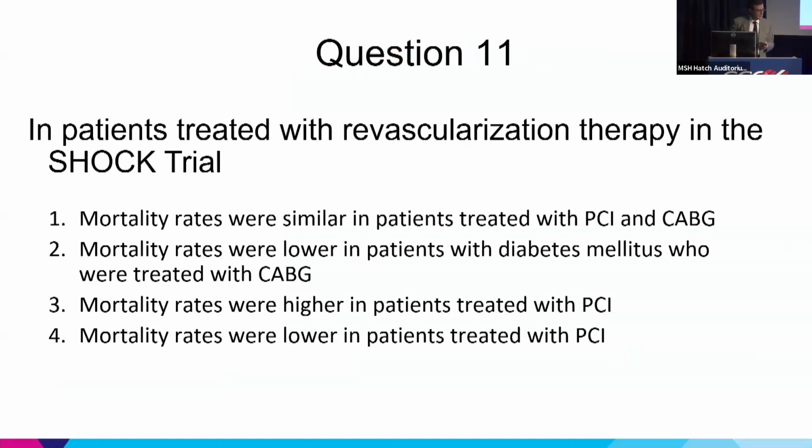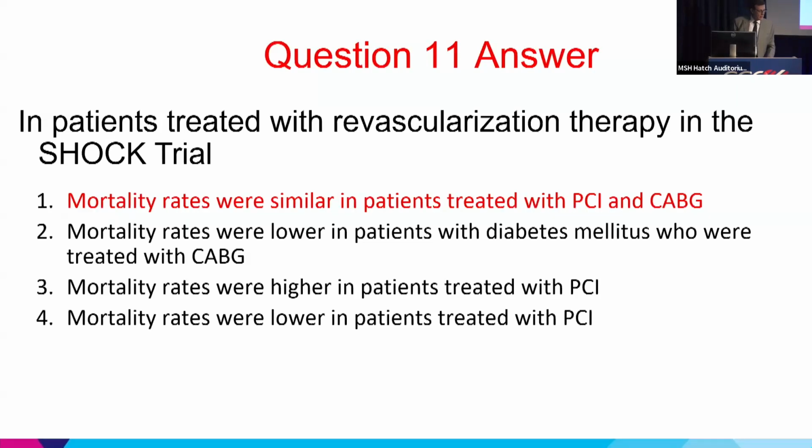All right, question 11. In patients treated with revascularization therapy now with shock, so they have shock and we take them to revascularization. Mortality rates were similar in patients treated with PCI or CABG in the SHOCK trial, or mortality rates were lower in patients with diabetes who were treated with CABG. Mortality rates were higher in patients treated with PCI, or were lower in patients treated with PCI. So who goes with number one? Who goes with number two? Who knows number three? Who knows number four? We have a distribution.